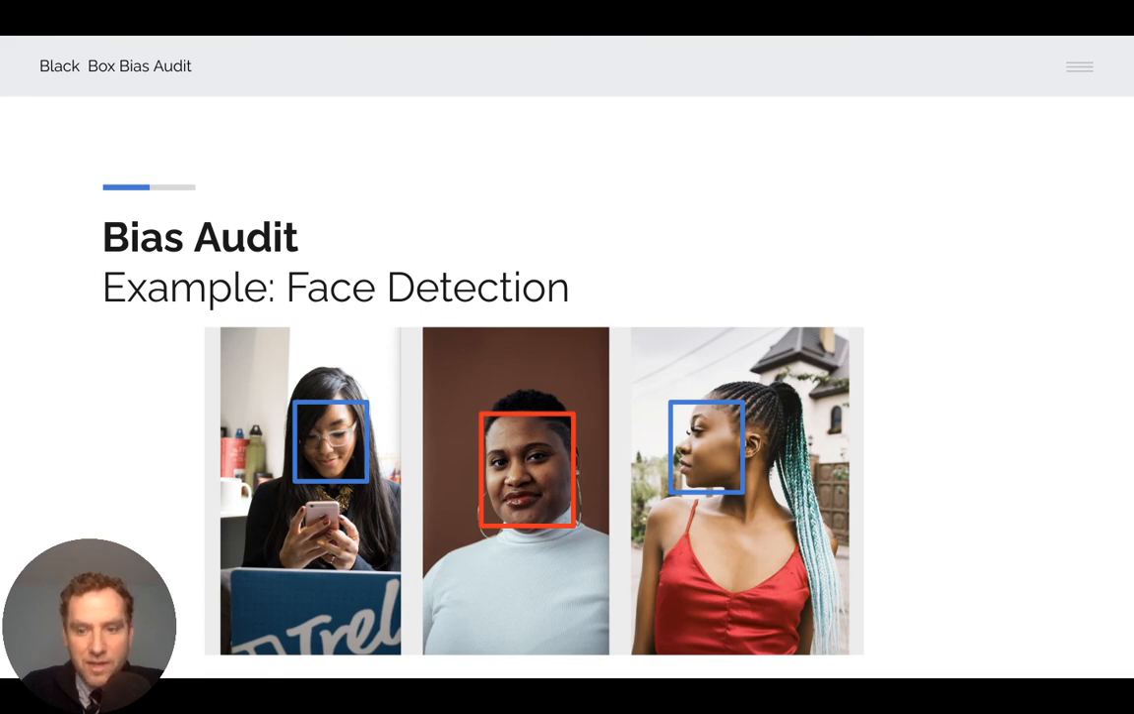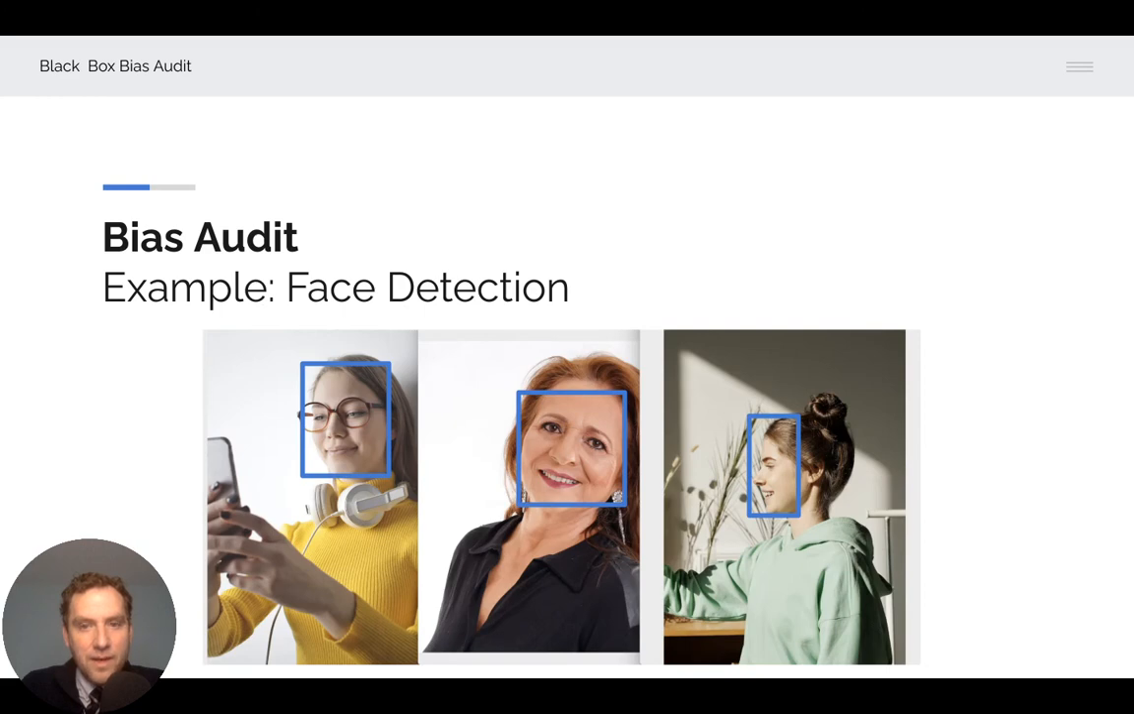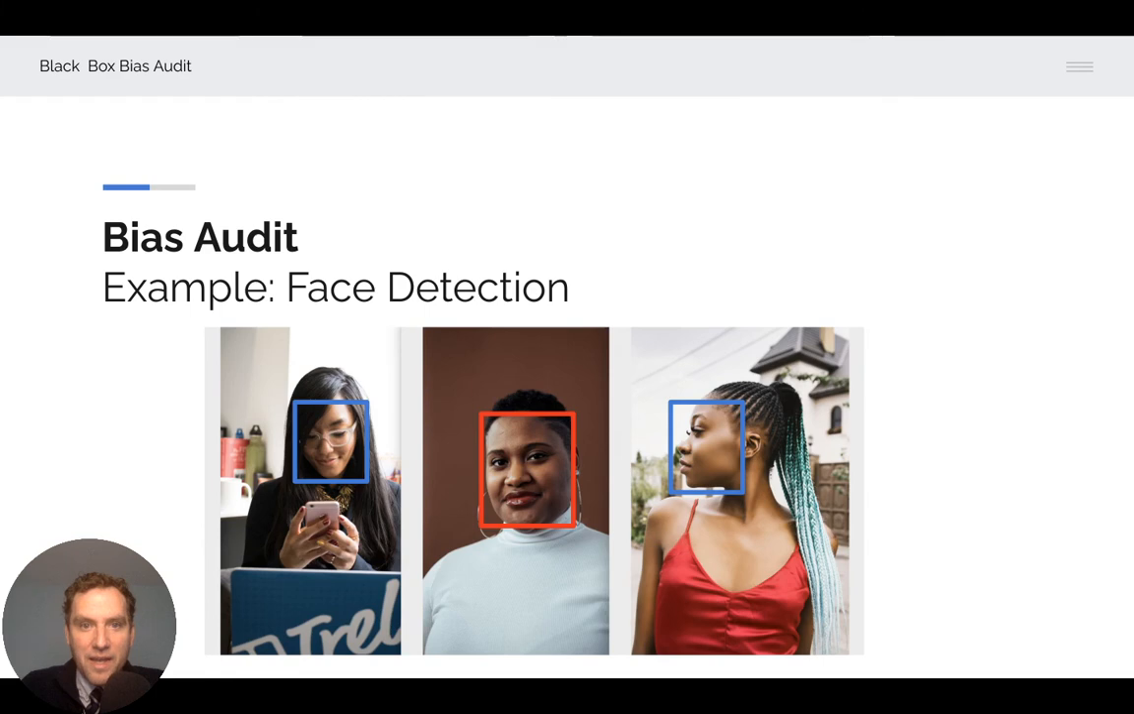These images are different, and I've taken care to try to match them. So if you look at the left, there's a woman with glasses who's looking at a phone. There's a woman who's looking directly at the camera. And then there's a younger woman who has a profile image. And you can see that I've tried to mimic that here.